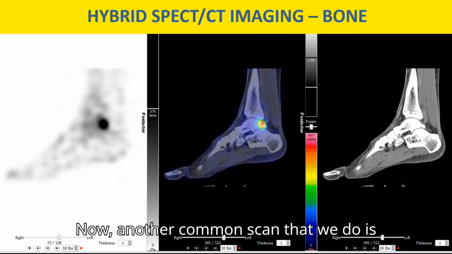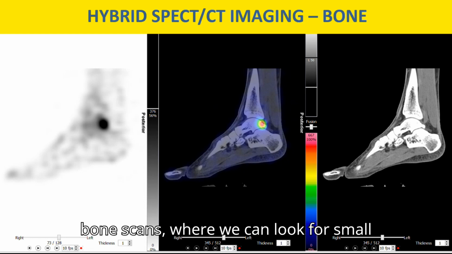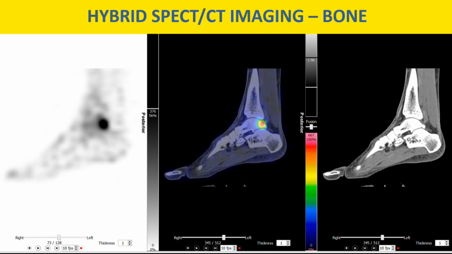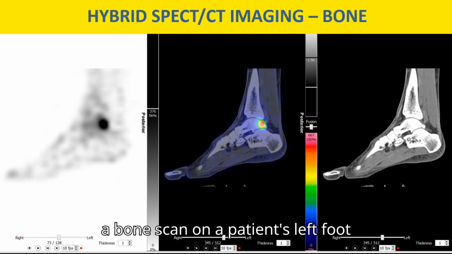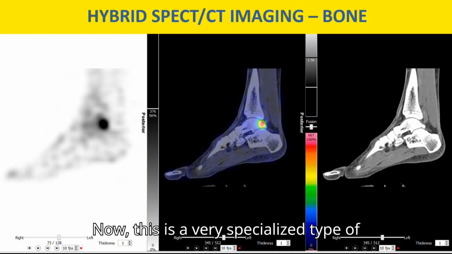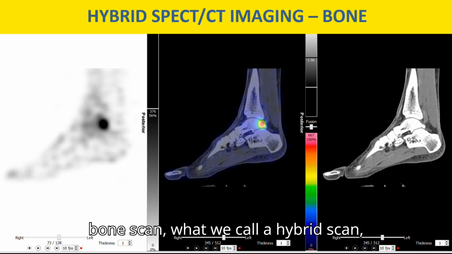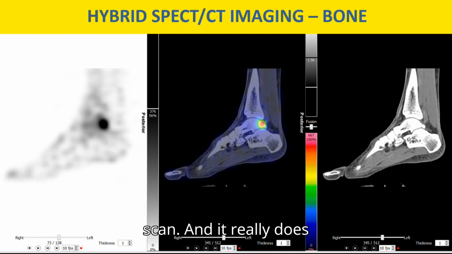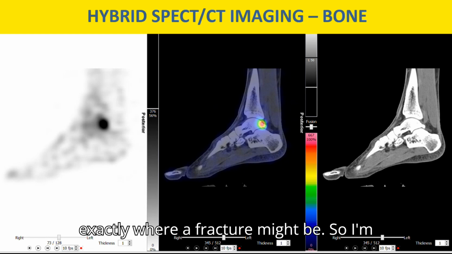Another common scan that we do is the bone scan, where we can look for small fractures, bone infections, or even bone cancer. Here's an example of a bone scan on a patient's left foot, looking for a potential fracture. This is a very specialized type of bone scan, what we call a hybrid scan, that combines our bone scan with a CT scan. It does an excellent job at pinpointing exactly where a fracture might be.